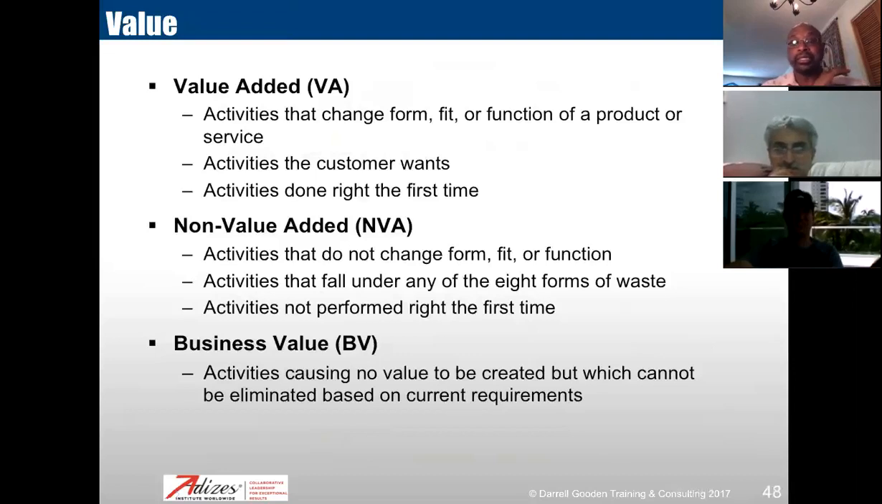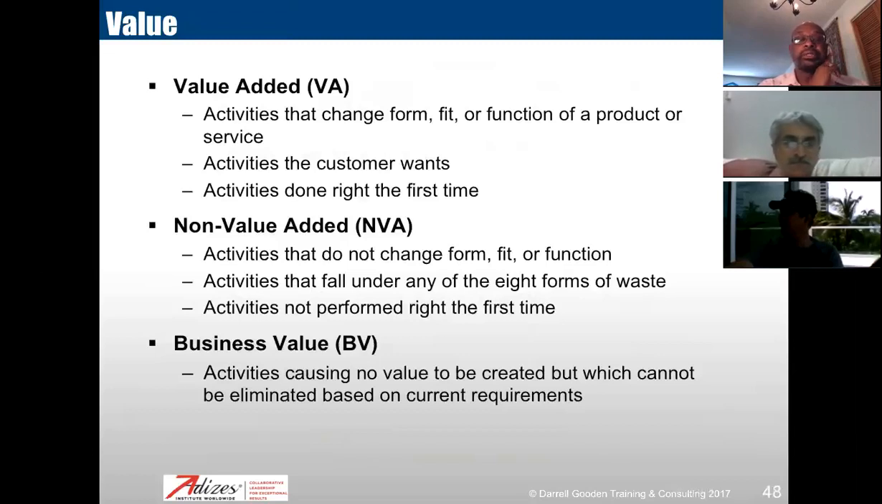And anyone who's practicing lean, these are the 3 non-negotiables, period. It must change form, fit, or function of the product or service. The customer is willing to pay for it and know about it, that particular step, and it's done right the first time. That is the definition of value added in the lean world.